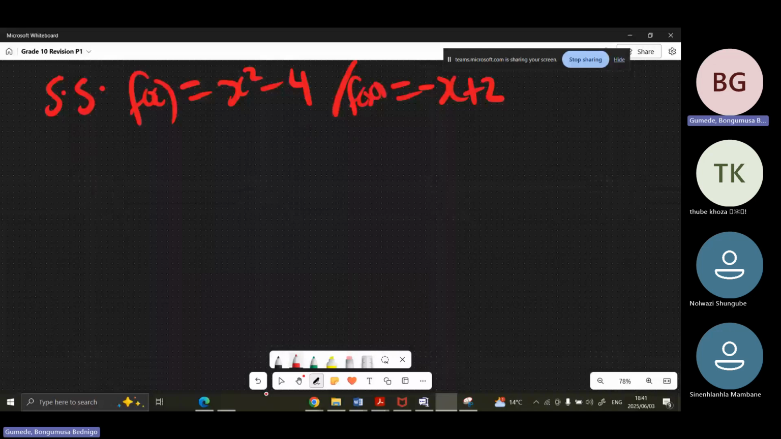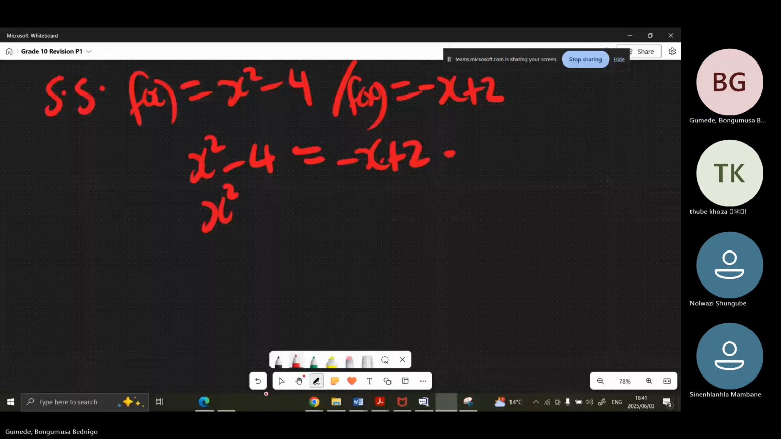x squared minus 4 minus x plus 2. This you solve. Let's take x to the other side, becomes positive. 2 to the other side, negative. Negative 4, negative 2. We're going to have minus 6.